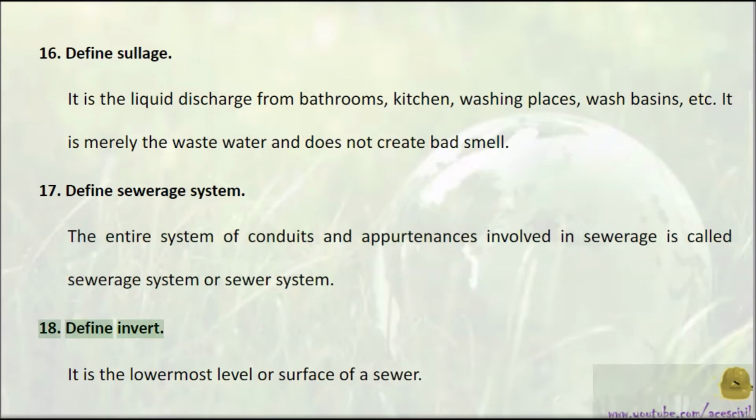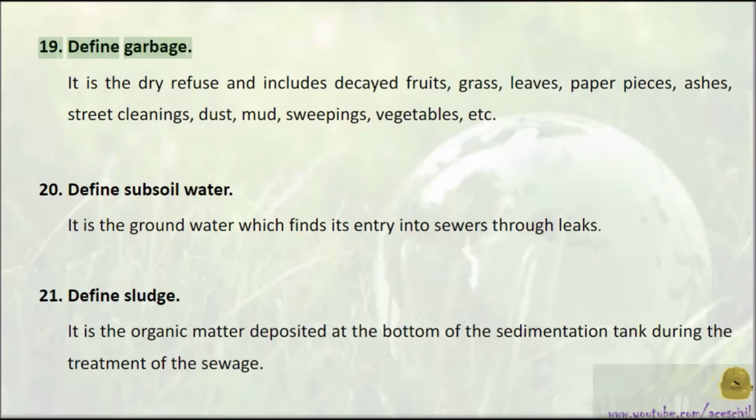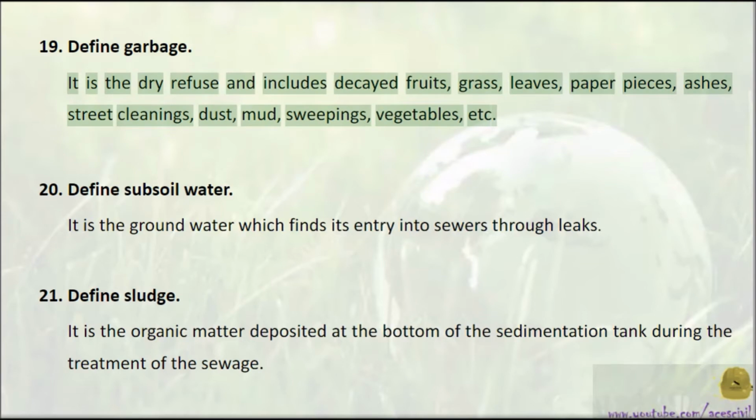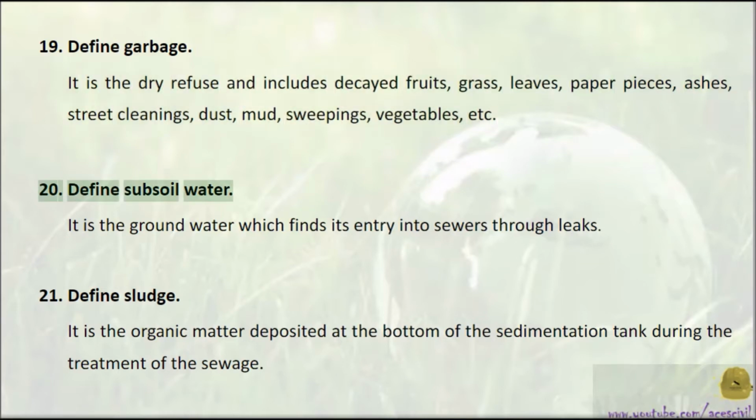Define invert. It is the lowermost level or surface of a sewer. Define garbage. It is the dry refuse and includes decayed fruits, grass, leaves, paper pieces, ashes, street cleanings, dust, mud, sweepings, vegetables, etc. Define subsoil water. It is the groundwater which finds its entry into sewers through leaks.